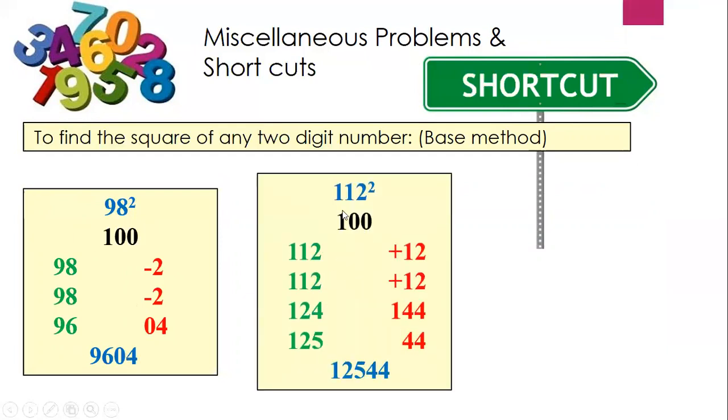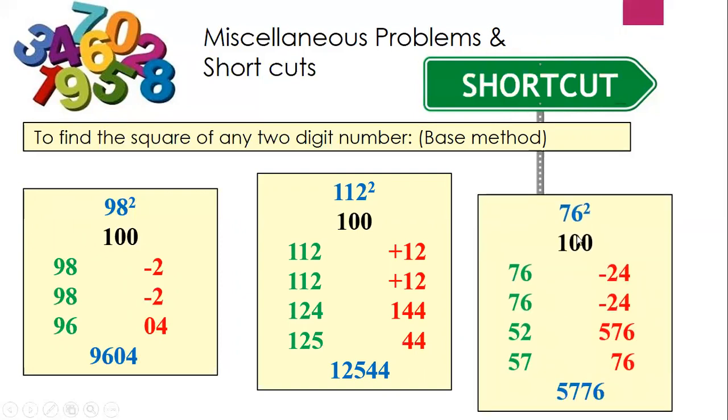Similarly, 112 square, 100 as our base. 112, it is plus 12. Same way, 112 minus 100 is plus 12. 12 into 12 is 144. 112 plus 12 is 124. I cannot say my answer is 124144. Here I want only 2 digits. So I have one extra here. That one has to be added to this number. So 124 plus 1 is 125. So our answer will be 12544.